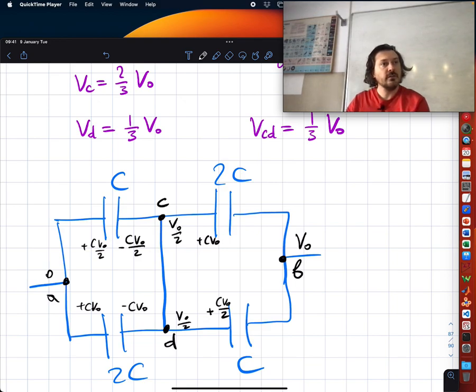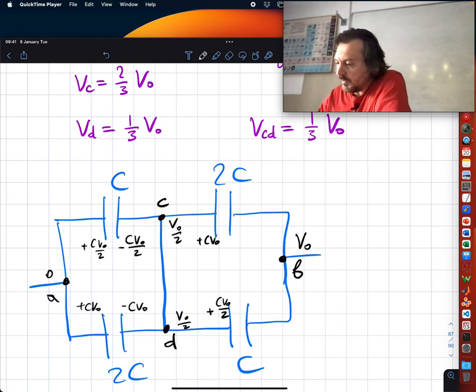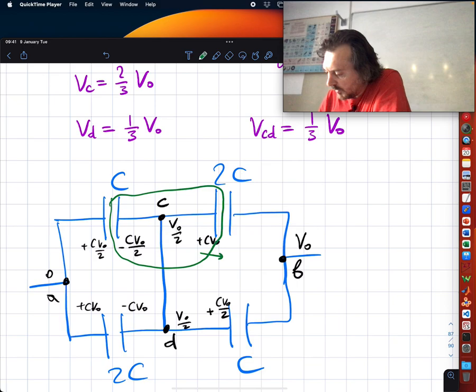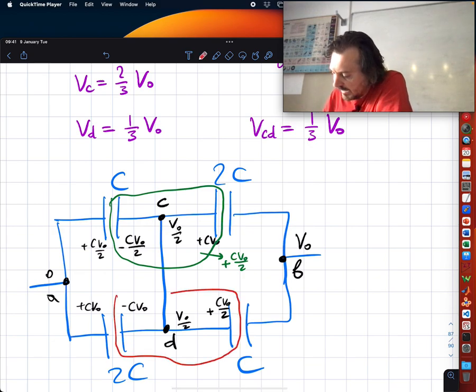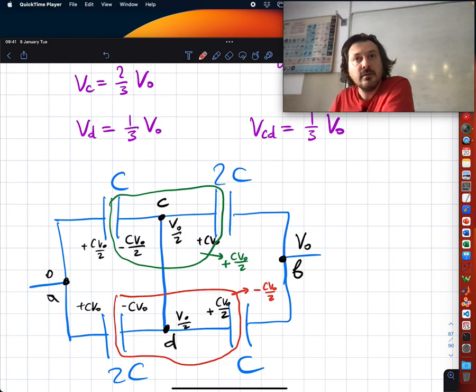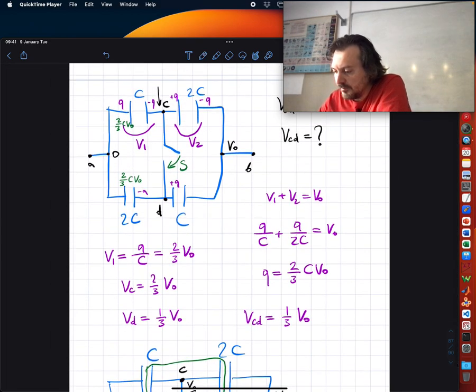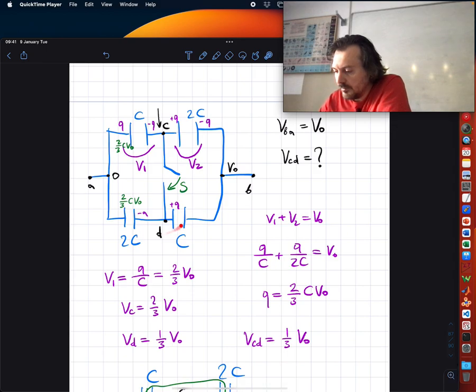Did you follow all this? So do you see what happens? The charge over here in this whole region became CV0 over 2 plus. Over here, the charge became negative CV0 over 2, right? But before, they were equal, and both of them were 0. Do you remember? Over here it was 0, over here it was 0.